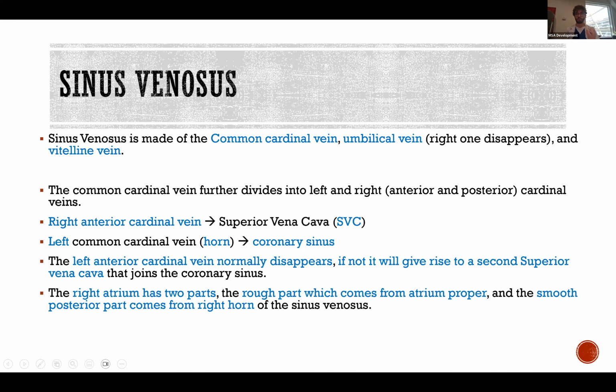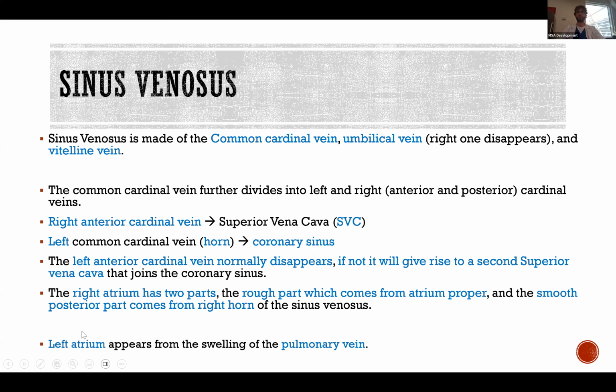The rough part, the big and important part, will come from the atrium proper, which is in the heart tube, logically. The smooth, minor part of the right atrium, which is posterior, will come from the right horn of the sinus venosus. Well, of course, right, because right atrium. So I hope this is clear. Obviously, I want you guys to remember and memorize all of this.